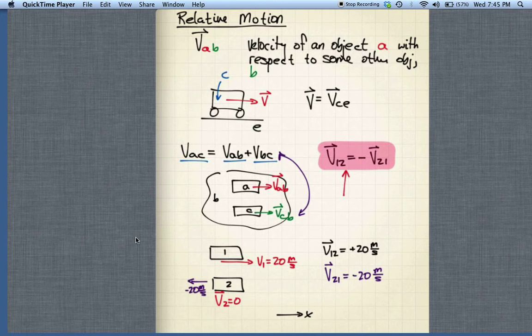So if you just remember this fact right here, that when you reverse the subscripts, you have to reverse the signs, you'll be fine. So let's take a quick look at this in an example.